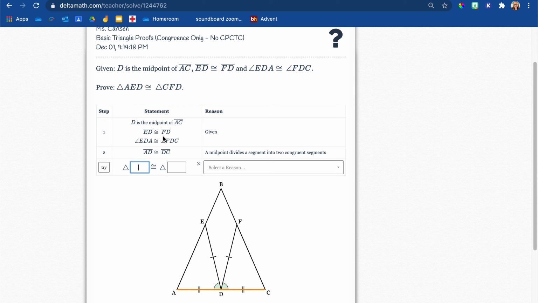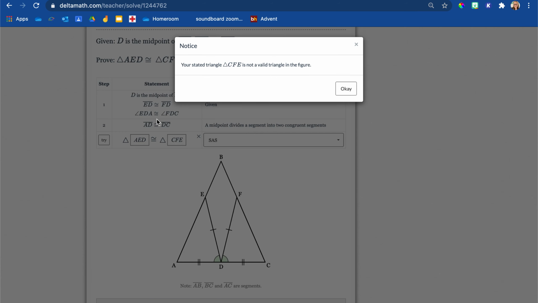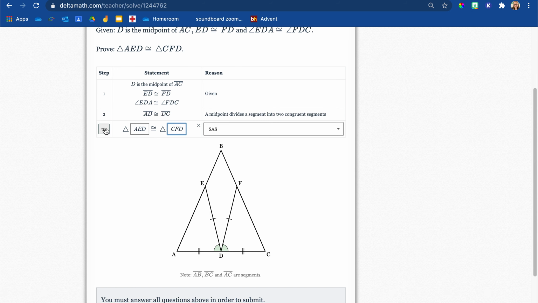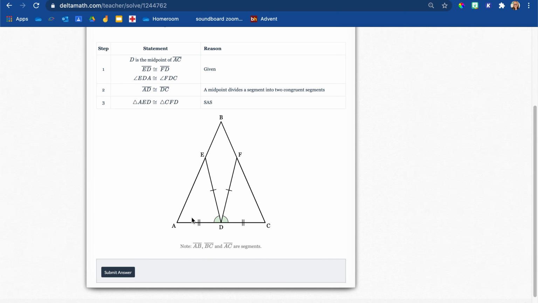Once again, we've got a side, an angle, and a side. So the angle is between the two sides. So we can say that AED is congruent to CFD. And the reason for that is going to be the side angle side theorem. We can click try. Oh, CFE, whoops. CFD, typo. Try that. And we have proven that those are congruent.